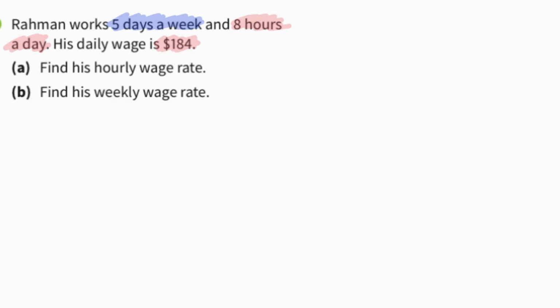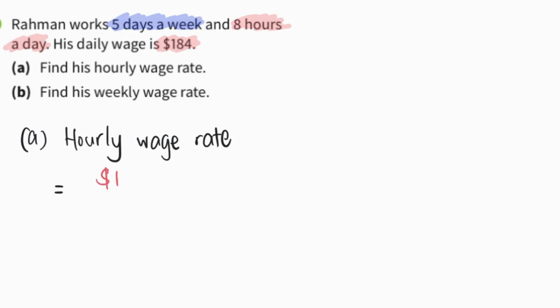So each day he works 8 hours, right? So for part A, his hourly, that means each hour, how much is his wage? It is therefore equal to 184 divided by 8 hours, and that will give me the answer for how much he earns for every hour. He earns $23 for each hour.